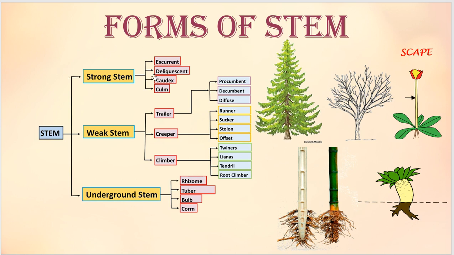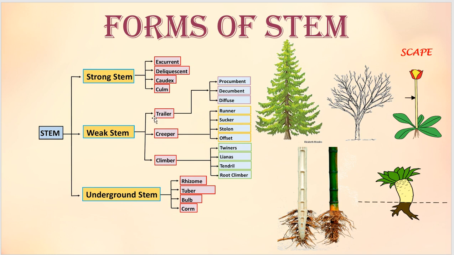So these are the weak-stemmed plants. Right? In strong-stemmed plants, we have studied the excurrent type, which is acropetal in nature. Pine and conifers come under this kind of plant. And the deliquescent or decurrent kind of plant will be producing too many lateral buds compared to the axial bud. And caudex is the plant which has a very long, stout stem and a crown of leaves on top. And then culm is the monocot stem which has thick nodes and hollow internodes.